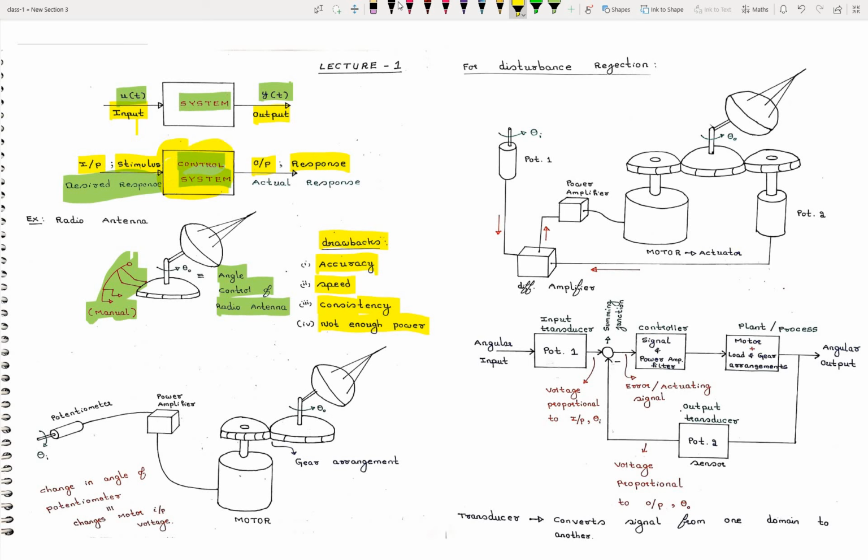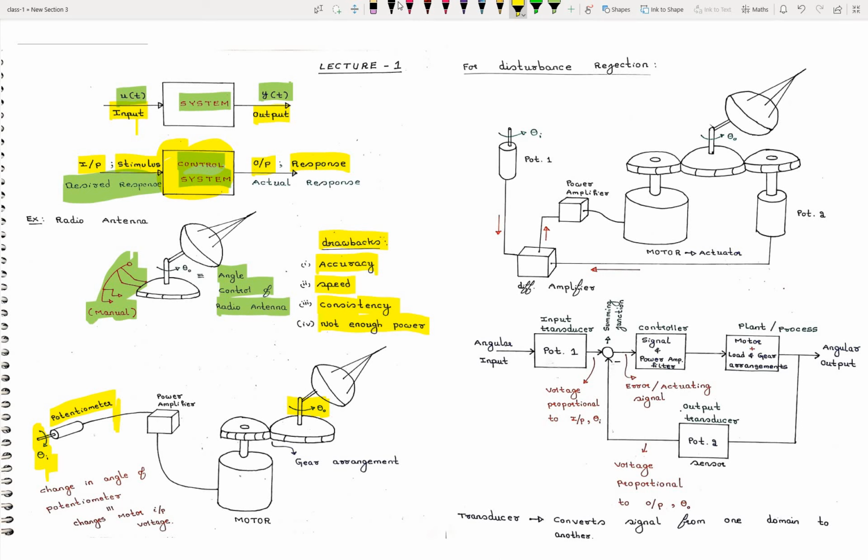Now I have taken the angle control of radio antenna with some automation. So the angle we need to control is theta naught. As explained here, I have given the desired response as input. So the angle we need to maintain is fed as input here, theta i. Potentiometer is the transducer which converts the angular input into voltage, a voltage proportional to theta i.